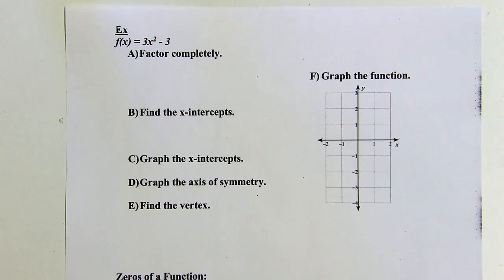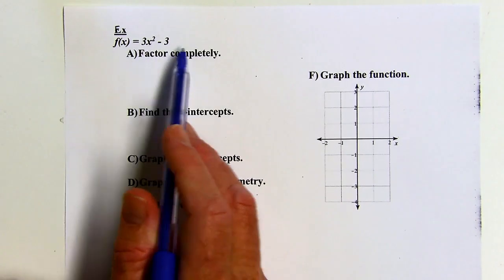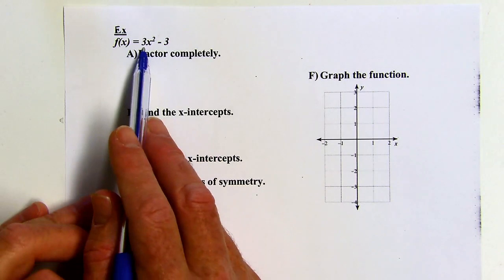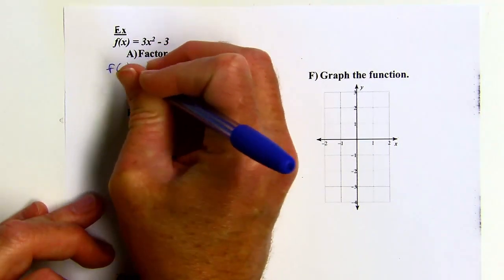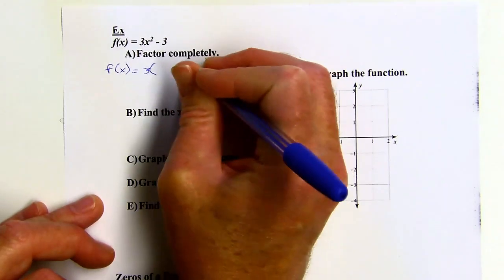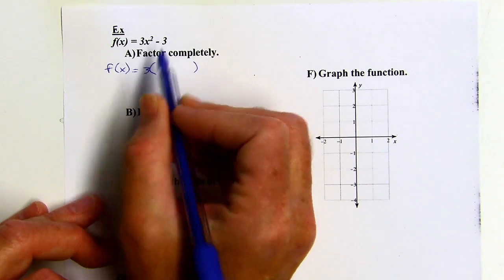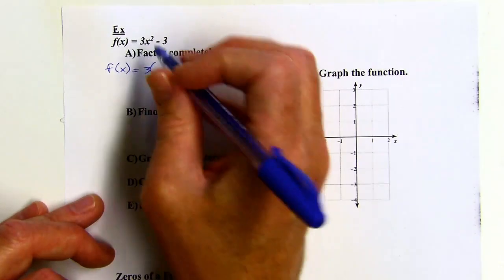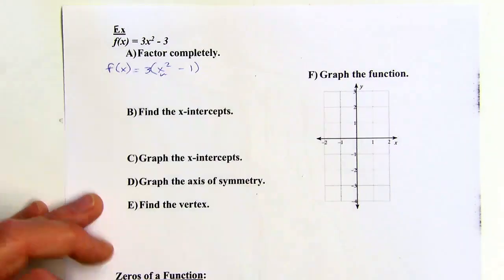Okay, so I'm looking at this and thinking, all right, is there a common factor? That's always what I'm looking for first. Is there something that goes into both terms? And there is here. 3 goes into both terms. So I'm going to factor out a 3. And I'm kind of just thinking about, well, if I had to distribute 3 to something to get this, 3 times something is 3x squared. That would be x squared. 3 times something is negative 3. That would be negative 1.